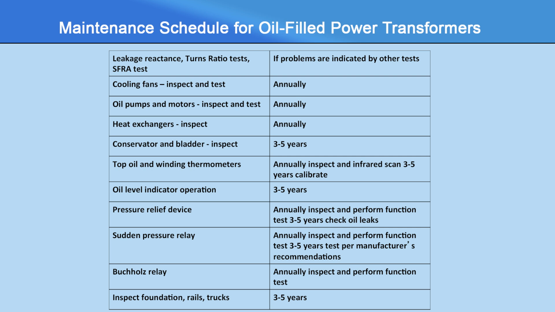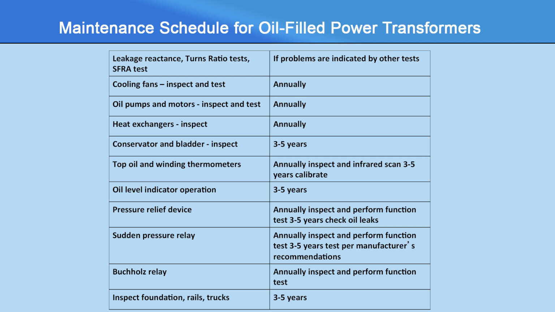Next one is the cooling fans inspection and test. This is performed annually. Next is oil pumps and motors inspection and test, which is performed annually. Next is the heat exchanger inspection, which is performed annually. Next test is on the conservator and bladder to inspect, that is performed between 3 to 5 years. Next is top oil and winding thermometers, which is performed annually. Next test is oil level indicator operation, which is performed every 3 to 5 years.